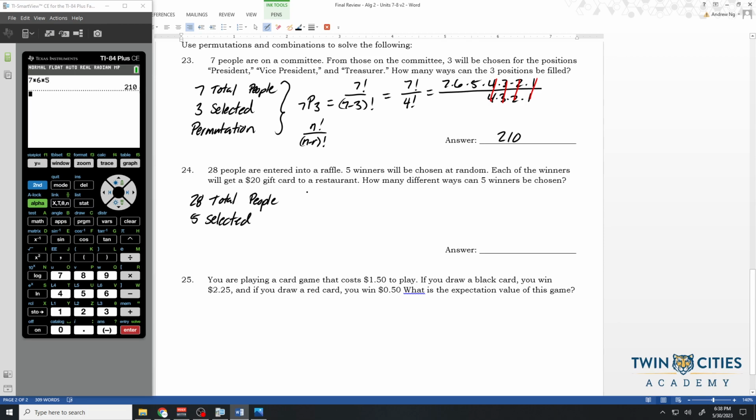So this is a combination. To make this a permutation, it would have to be something like each winner will get a different gift card. First person will get a $50 gift card, the second person a $40 gift card, the third person $30, fourth $20, and the fifth person will just get a $10 gift card. Well, in that case, if they're different amounts, I would much rather be selected first in order to get the largest gift card. So having them all the same, this is a combination.